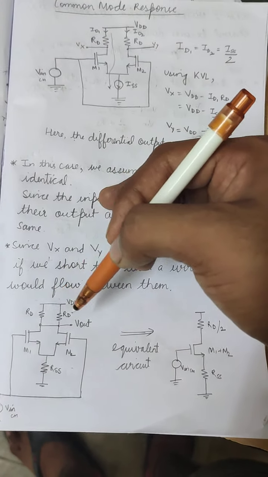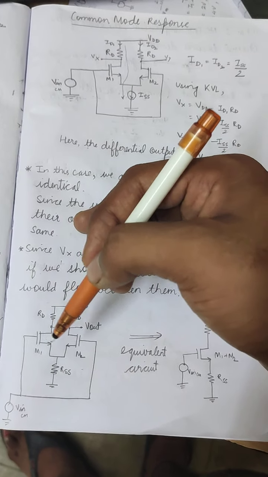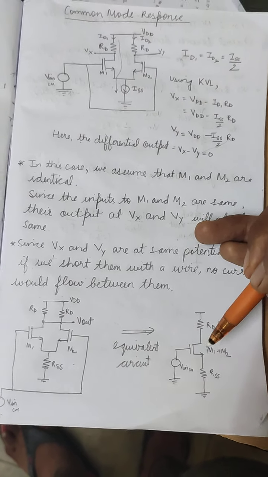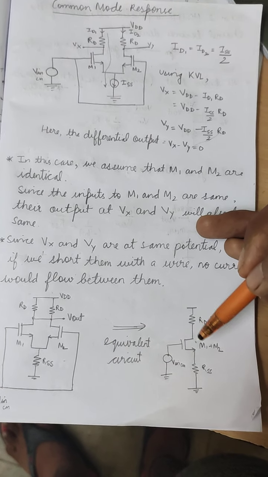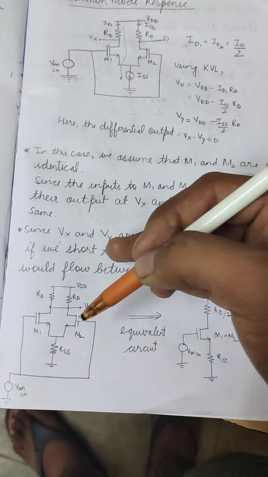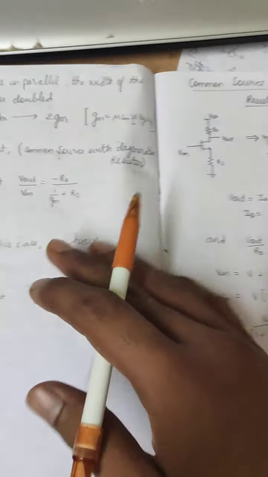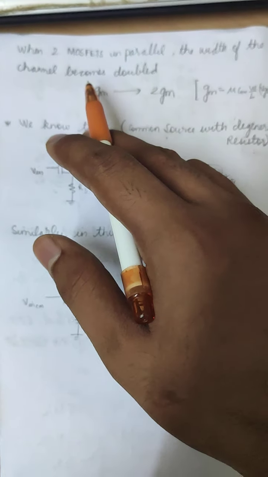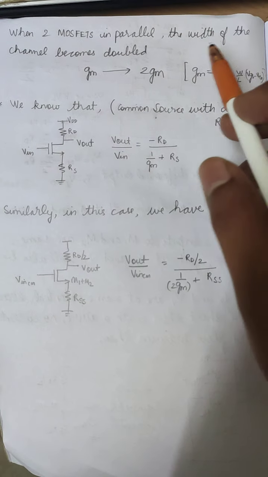See, the two RDs are in parallel, so I get RD by 2, and M1 and M2 are in parallel, so this is an equivalent transistor. Consider this to be the equivalent transistor of the combination of M1 and M2. This RSS will remain the same, and like the previous one, we are giving them the same common input. Here the two MOSFETs are in parallel, and the width.